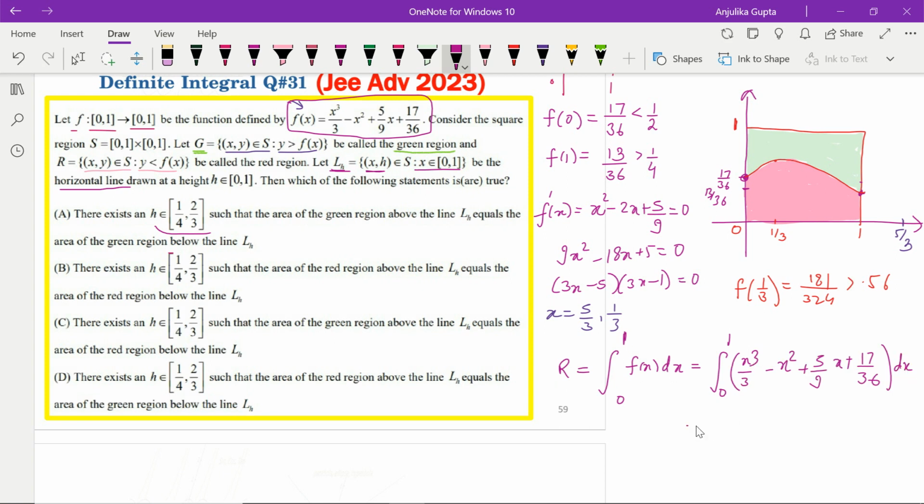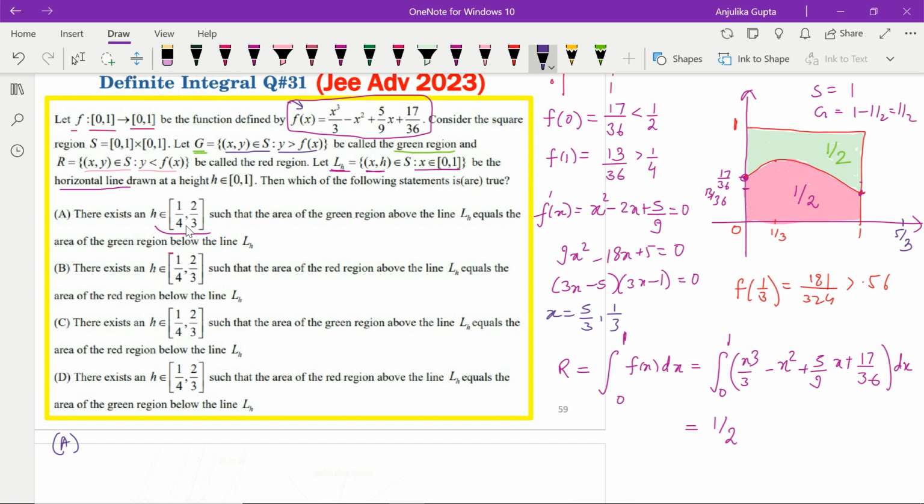Solving this shouldn't be a problem. You end up getting a half. So the area of the red region is half. So what do you think the area of the green region should be? The entire square area is 1, right? So the area of the green region would be 1 minus half, that is half. Now let's start answering the questions as the background work is done.